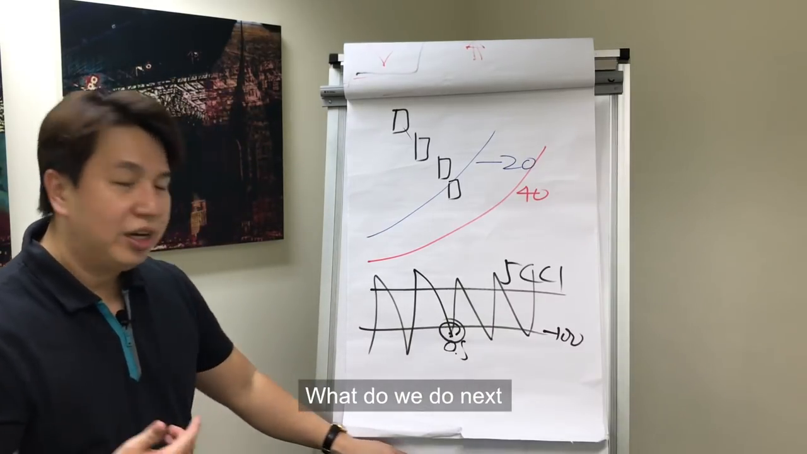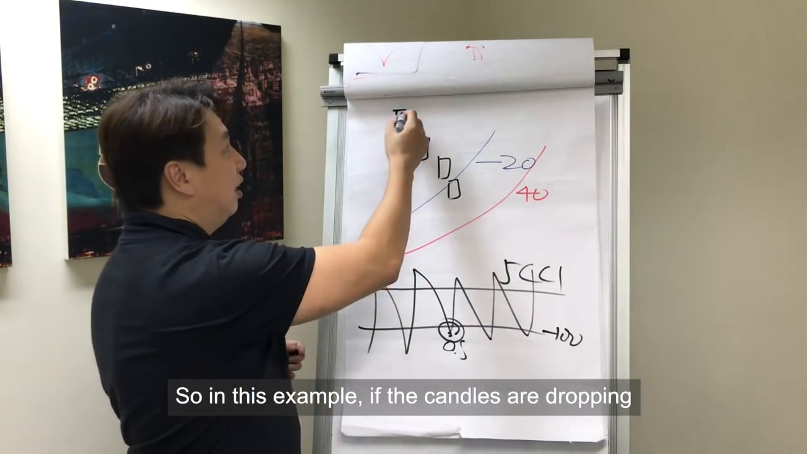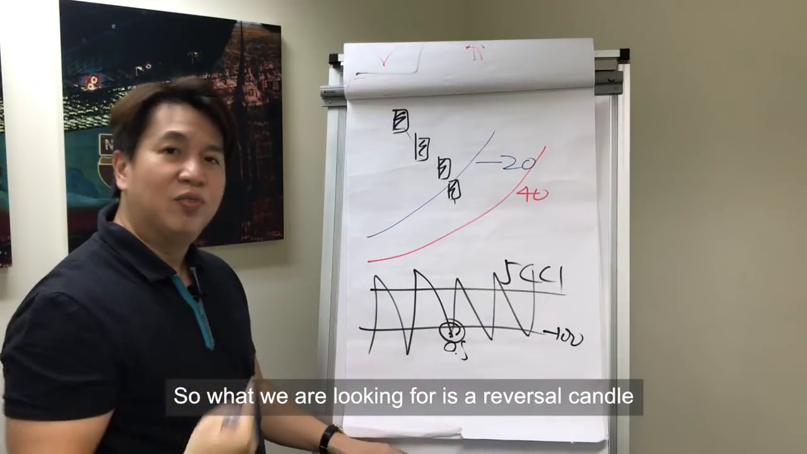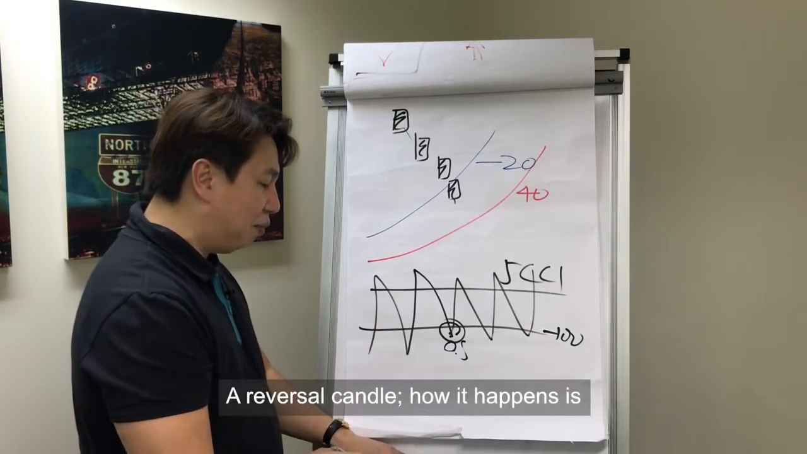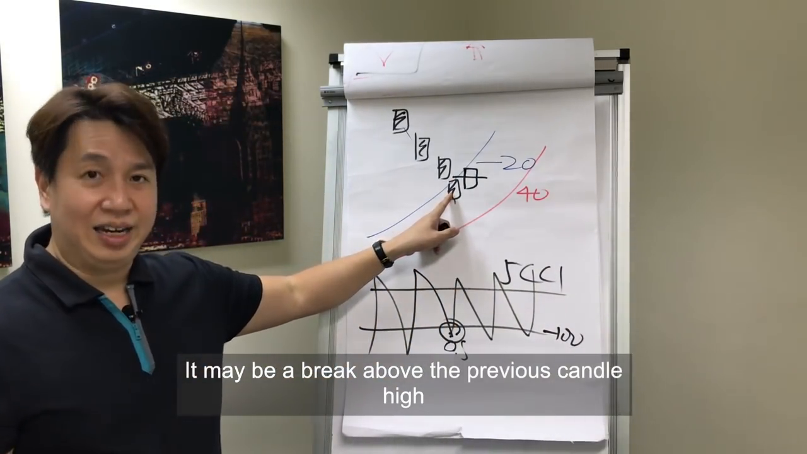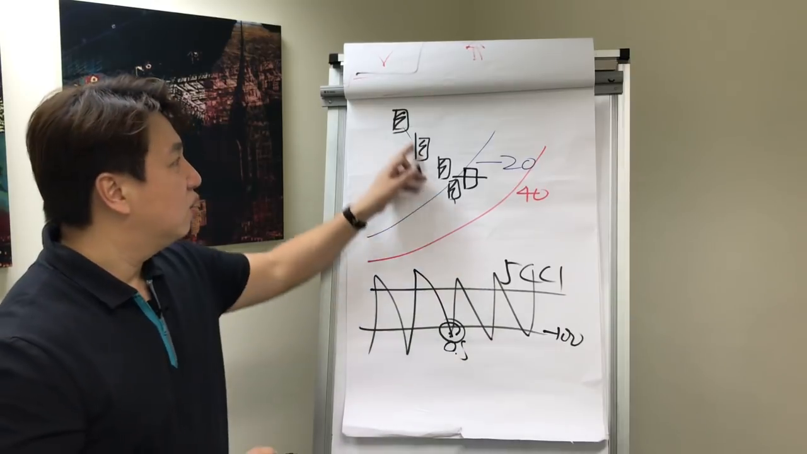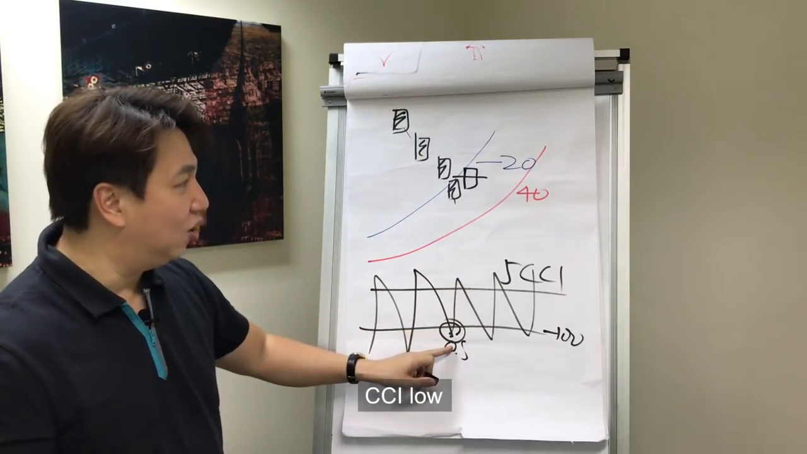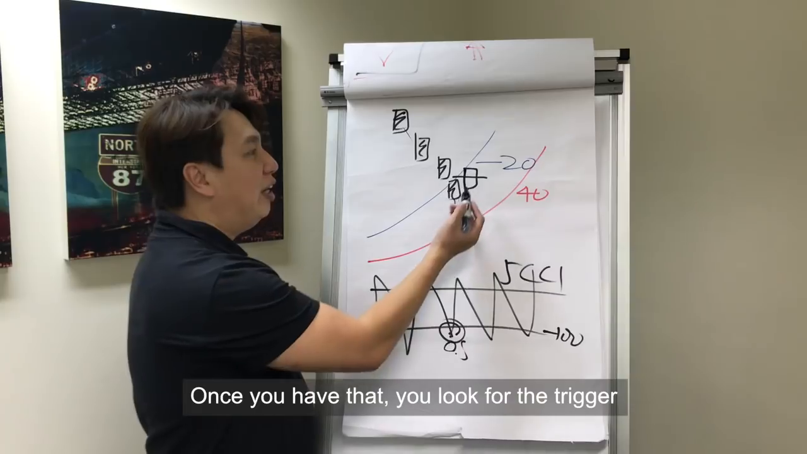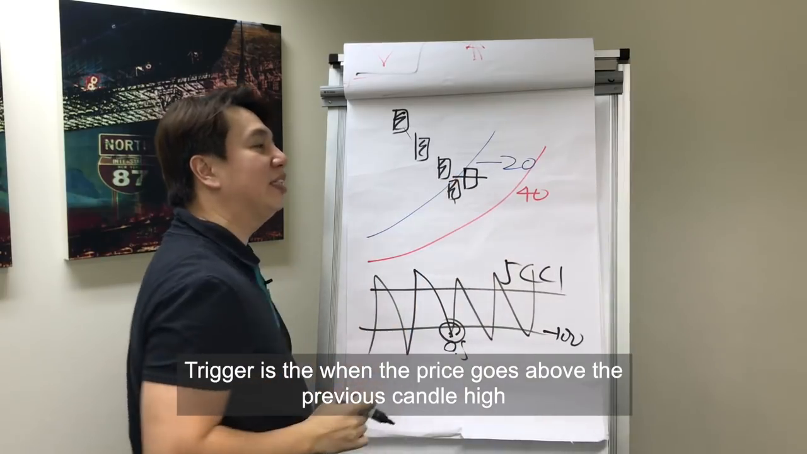Then following that, what do we do next? How do we enter the position? In this example, the candles are dropping, so usually it will be a bearish candle right now. What we are looking for is a reversal candle, which happens when the price breaks above the previous candle high. Once it breaks above the previous candle high, that could be your entry. So you look for these criteria: 20 and 40 sloping up, CCI low, and the price going to or touching the 20 MA while above the 40 MA. Once you have that, you look for the trigger. The trigger is when the price goes above the previous candle high.